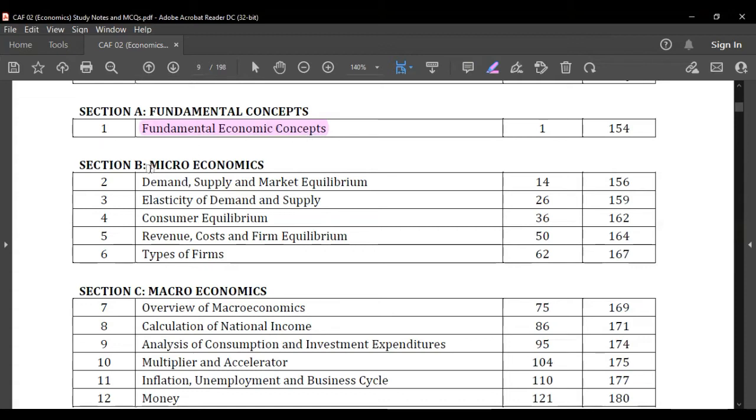Then we will move towards microeconomics, in which we are going to study the basic problems that a single individual customer has to face while planning their resources and addressing their wants. The first topic we will cover in this microeconomic session will be demand, supply, and market equilibrium.